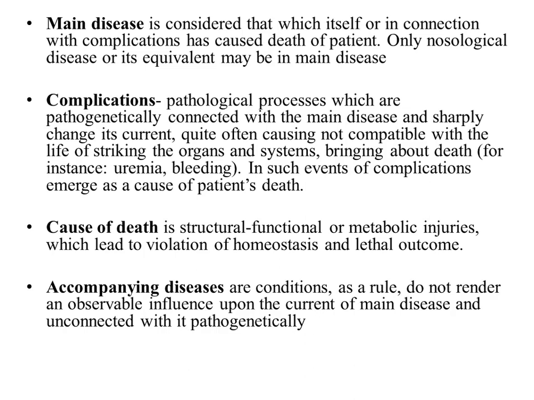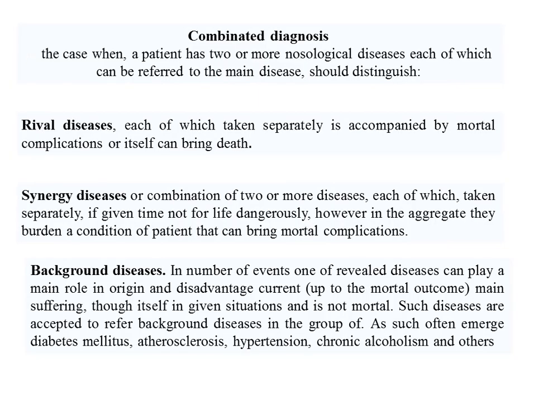Accompanying diseases are conditions that, as a rule, do not render an important influence upon the course of the main disease and are not connected with it pathogenetically. Sometimes we have a combined post-mortem diagnosis. This is the case when the patient has two or more nosological diseases, each of which can be referred to as the main disease. It's classified into three main types: rival, synergic or cooperative, and background diseases.